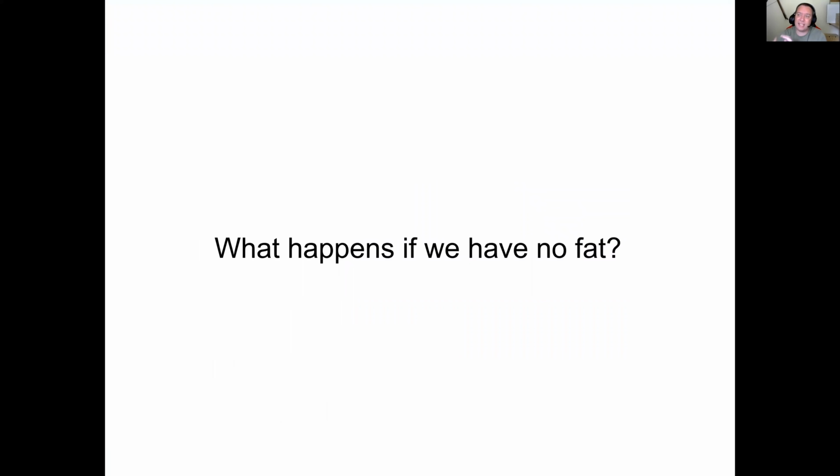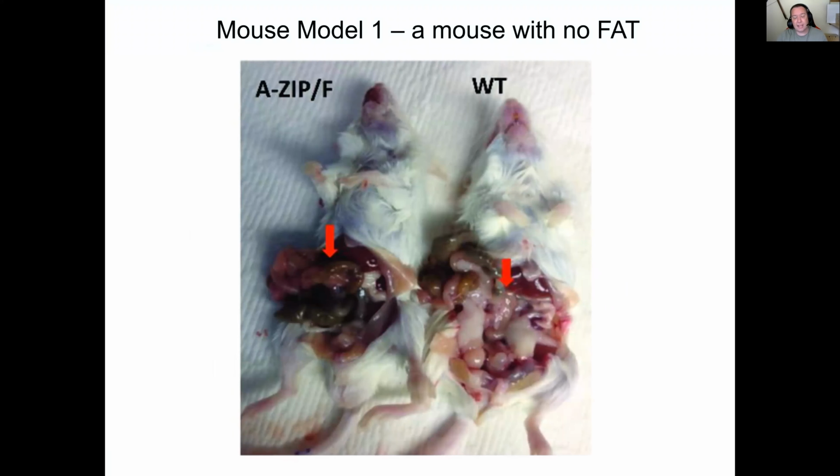So in this system, we've been talking a lot about the ability of fat to store lipid and release lipid and how that can control the nutrients we use. What happens if we have no fat? Well, this experiment has been done, and there was a mouse model made called the AZIP mouse, and that has no adipose tissue at all. So this is just showing adipose tissue here.